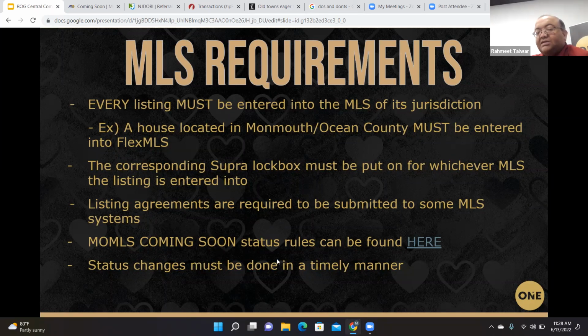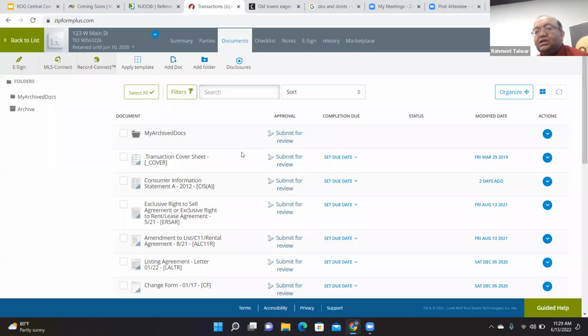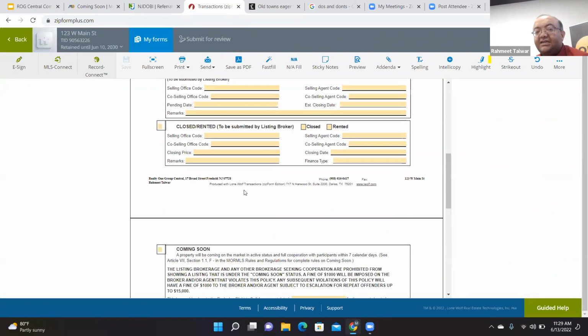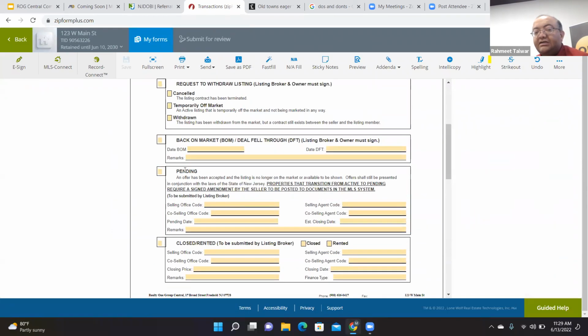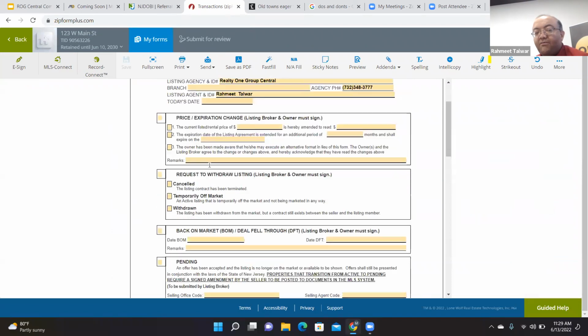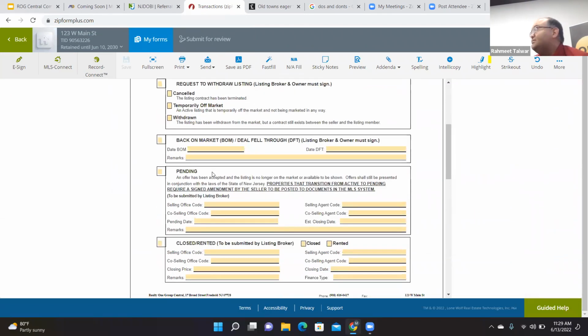Lastly, status changes must be done in a timely manner. So this is another item that was changed on Monmouth MLS recently. They added the active under contract status. If you do not change the status when you go into attorney review, now you have to get something signed saying that you are taking it straight to pending status, which is also in the amendment form. I don't know if they've really started to come down on this yet. But essentially, if you go straight from active to pending, you have to get this signed.